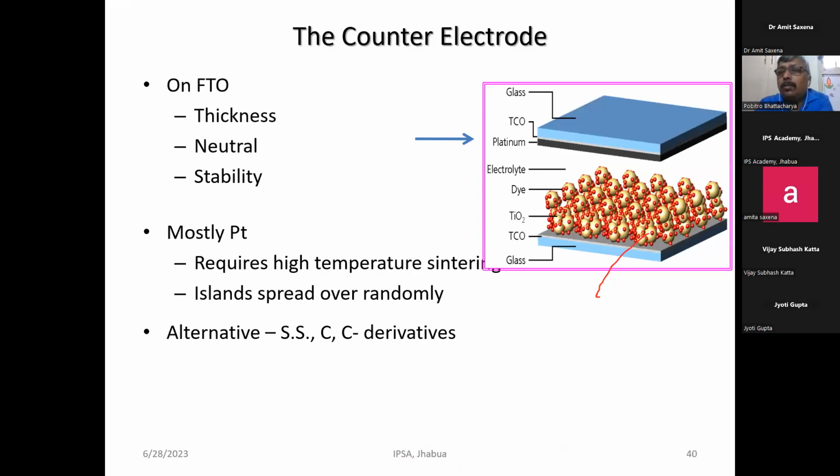Then on the counter electrode, since the role of polymer at this site is not that important, the role is the redox activity, and therefore the choice of the counter electrode material becomes very important. Most common is platinum, a few islands of platinum, but other derivatives, say carbon, graphene, RGO, stainless steel, can also be tried, and people do try that. I will not explore those things here. That will take another 1 hour talk on these only.